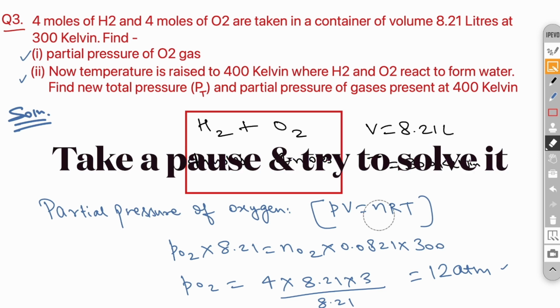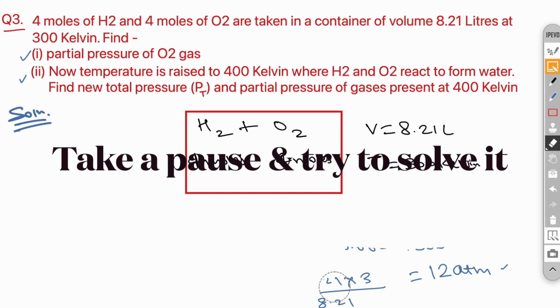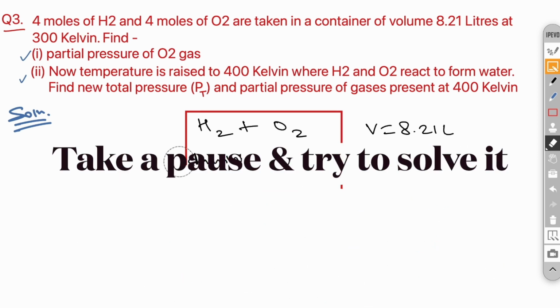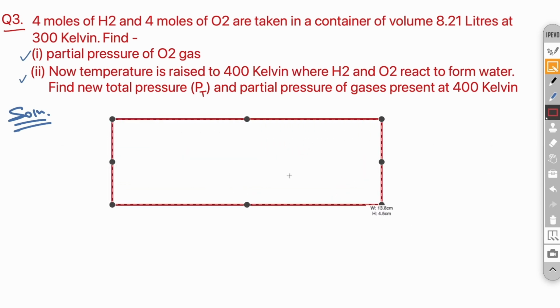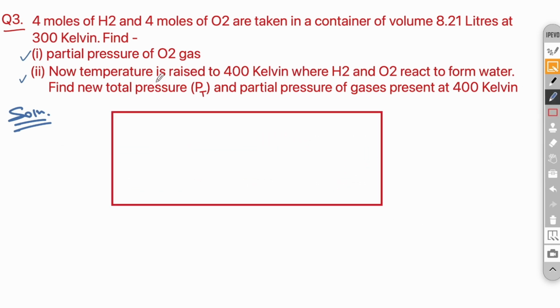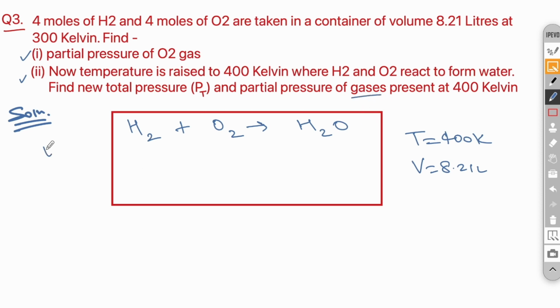Now second part. So let's quickly erase this, and now we'll focus on the second part, which is an interesting thing here. We are given that now the temperature is raised to 400 Kelvin, where these two gases S2 and O2 react with each other to form water, right? So now we have to determine the partial pressure and total pressure. So S2 and O2 react to form water, and here we'll have to balance this equation. We have to find the total pressure and partial pressure of all the gases that are present in the end.